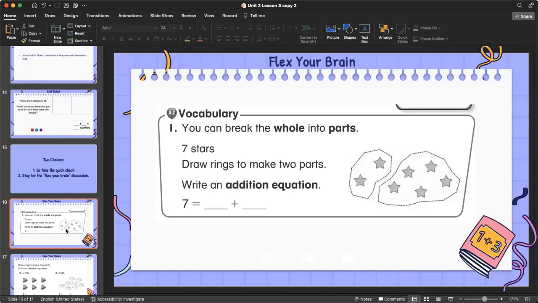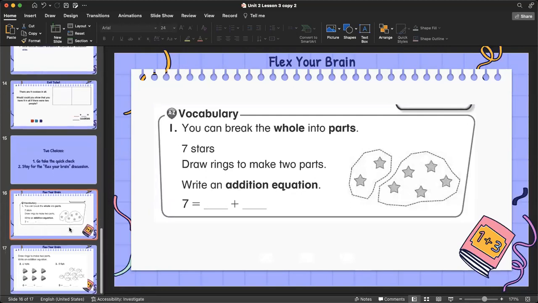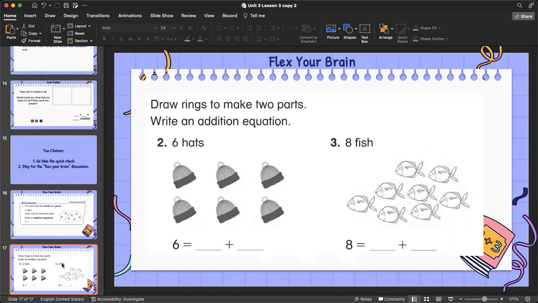Here are the flex your brain problems today. So if you want to go an extra level and have your child a little bit more, keep on moving forward and have that math discussion with them, here are 2 more problems for you to advance into with your child. So it's time to flex your brain, because if you don't use that muscle, it's not going to be as strong. Problem 1, again, going over the vocabulary. Whole and into parts, what does that mean? Again, addition, equation, that kind of thing. Problem 2 and 3.